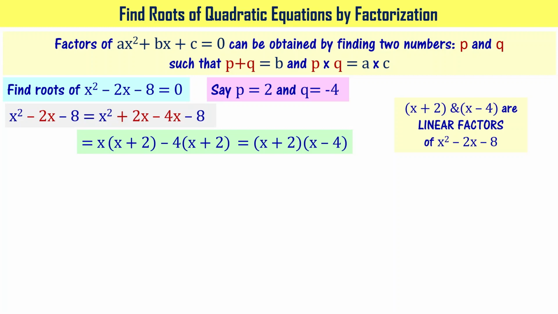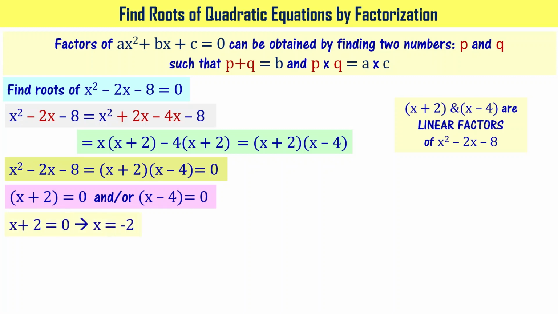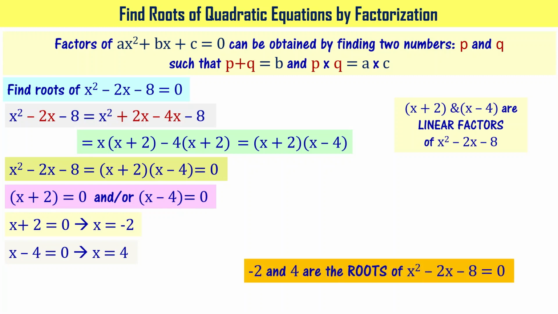Now let's go back to the original equation, that is x square minus 2x minus 8 equal to 0. That can be written now as x plus 2 times x minus 4 equal to 0, right? This equation holds true when x plus 2 equal to 0 and or x minus 4 equal to 0, right? If you say that x plus 2 equal to 0, then x becomes minus 2. If x minus 4 equal to 0, then x becomes 4, right? So what we can say now is minus 2 and 4 are the roots of x square minus 2x minus 8 equal to 0. Please take a note of this.